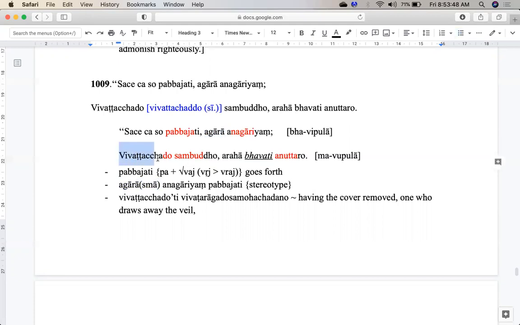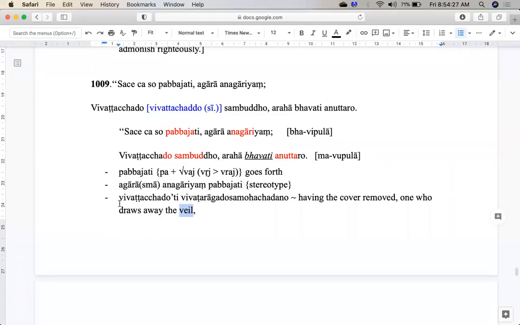And then vivattacchado. Vivattacchado is explained in the commentary: vivattacchado rāga-dosa-moha-chadano. Chadano is destroyer, who destroyed, who removed. Chada is the cover, the cover or veil, the veil of raga, dosa, and moha. So one who has removed the veil of raga, dosa, and moha, etc.